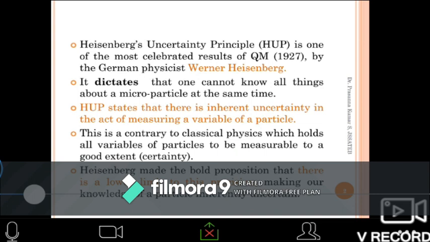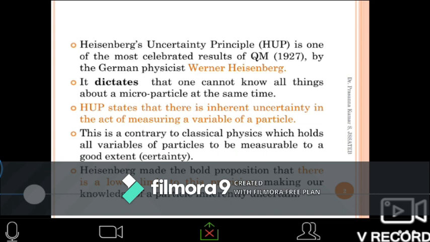If you take an electron, you cannot measure its position and momentum simultaneously with 100% accuracy. That's the meaning. So Heisenberg said that you cannot measure all the physical parameters simultaneously with the highest degree of accuracy. That is not possible. That's what the Heisenberg uncertainty principle says.